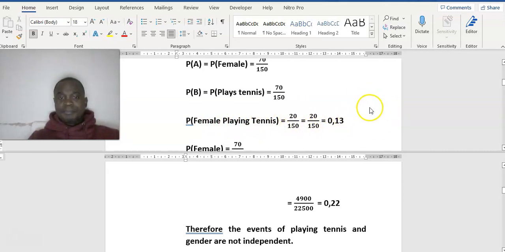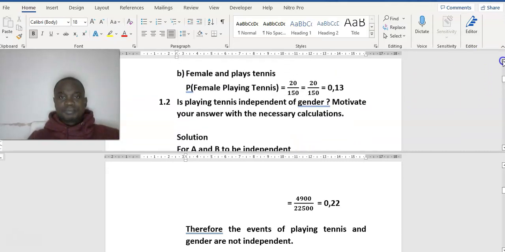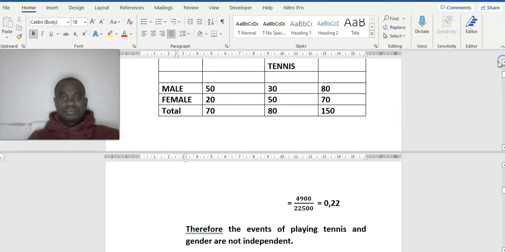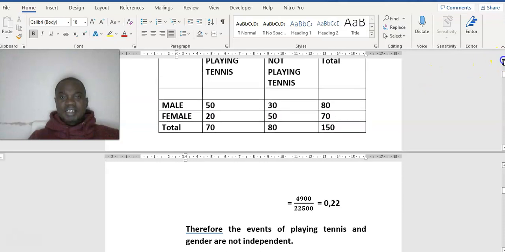They are not the same. So we can say that therefore the events of playing tennis and gender are not independent. If you check, they are not the same. For the probability of female playing tennis, we had 20 over 150. We got it from here. And the probability of female, which is 70 over 150, times those who play tennis, 70 over 150, when we multiply it, we got this one.